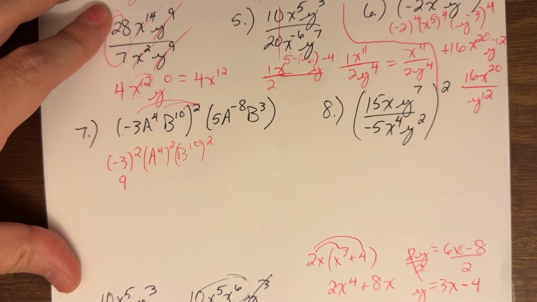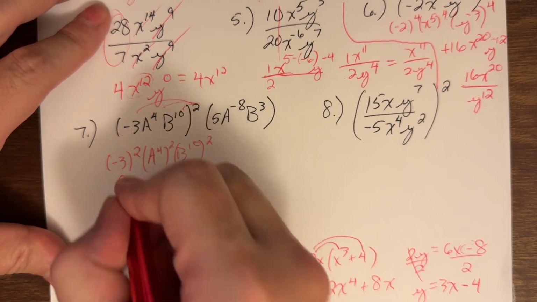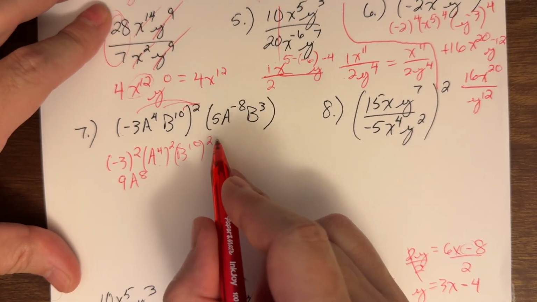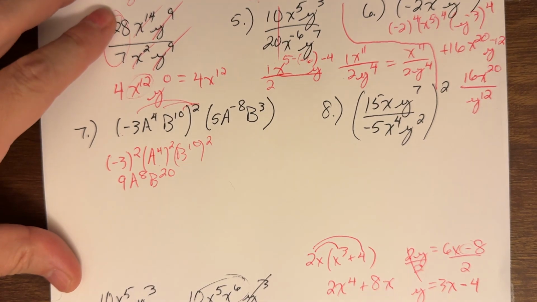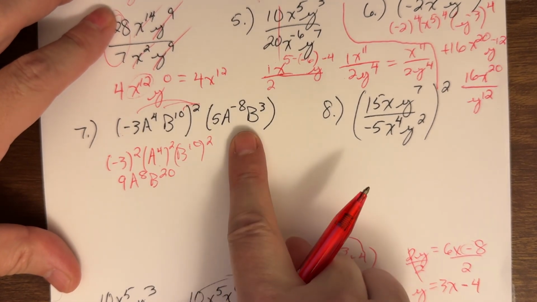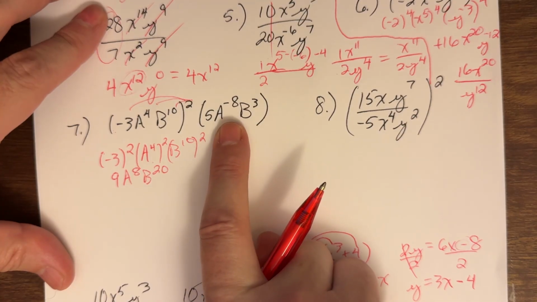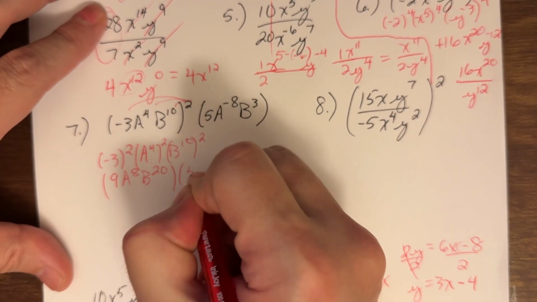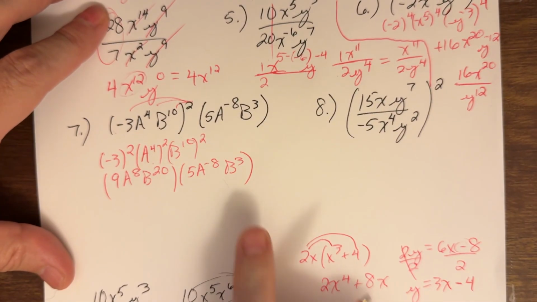That gives me a positive 9. A to the 4 to the second, multiplying that gives me A to the 8. B to the 10 to the second, multiplying those gives me B to the 20th. This is still here, and we're once again going to see those choices. How do you deal with the negative exponent? Leaving it as is, I've got 5a to the negative 8b cubed.